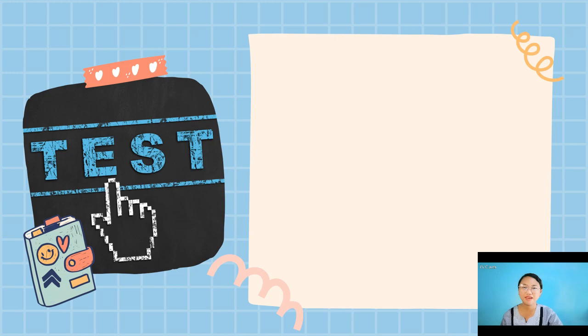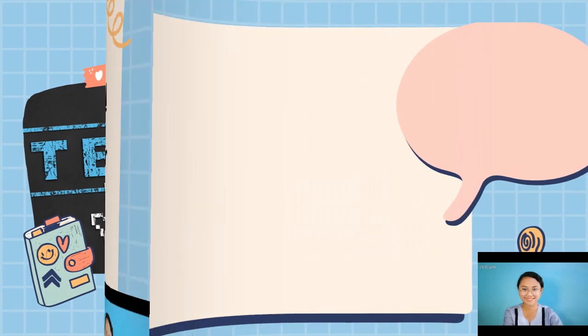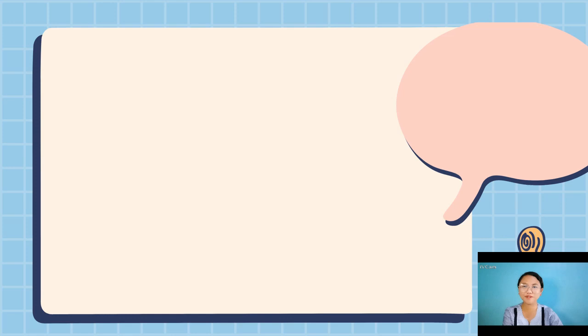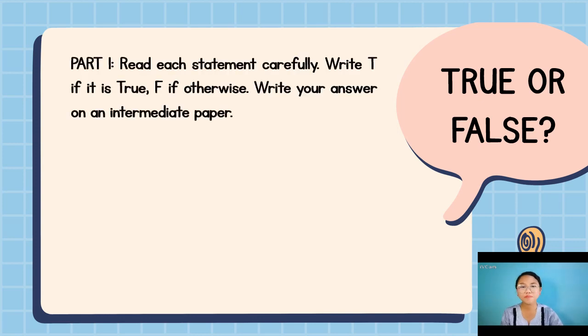This time, I know you're ready for the best part of this lesson, diba? The quiz time! Prepare your intermediate paper and, of course, your brain cells again. Ready? So, our quiz is going to have 2 parts, and the first part is a true or false identification. For this part, you're going to read each statement carefully. You're going to write T if it is true and letter F if otherwise.